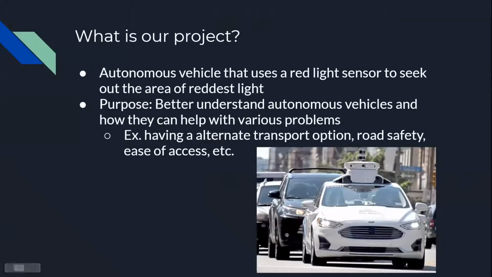So overall, our project was to make a small RC car with some sort of autonomy, and we initially were going to use light sensors, but we ended up switching to red light sensors because it worked better, and those seek out the area of the reddest light and make the car move towards that.